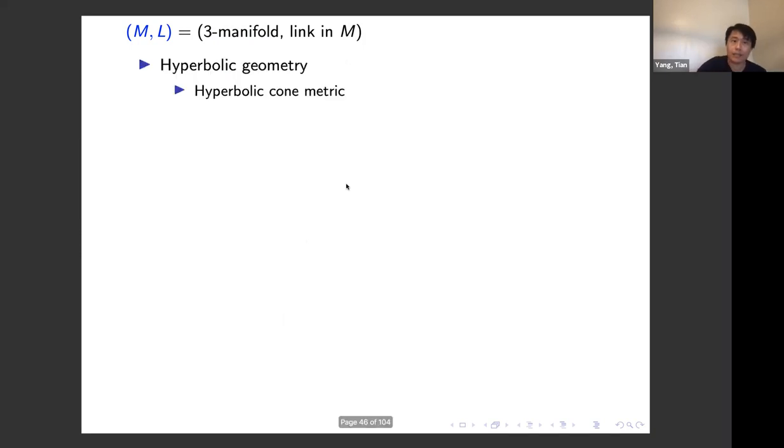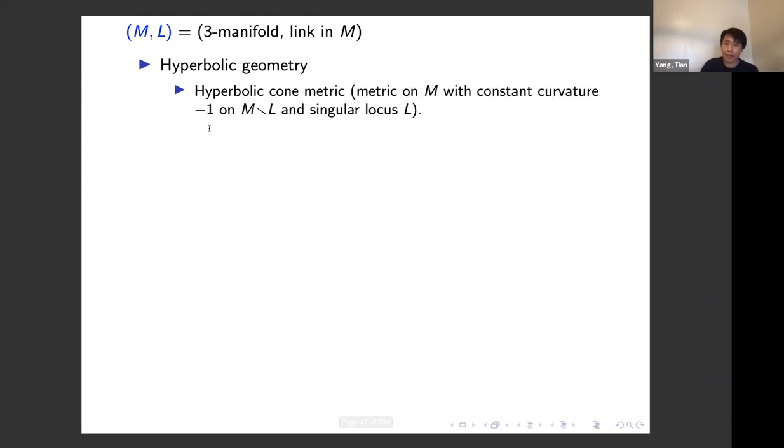And on the hyperbolic geometry side, as you can see, I'm telling the same story the third time. For a pair, we can consider the hyperbolic cone metric for a pair like this. And what is a hyperbolic cone metric? It is a metric on the unpunctured manifold M, where the restriction to the complement of the knot is a hyperbolic metric.